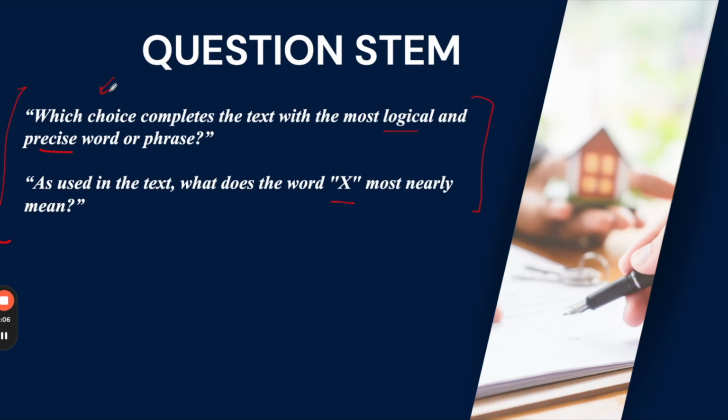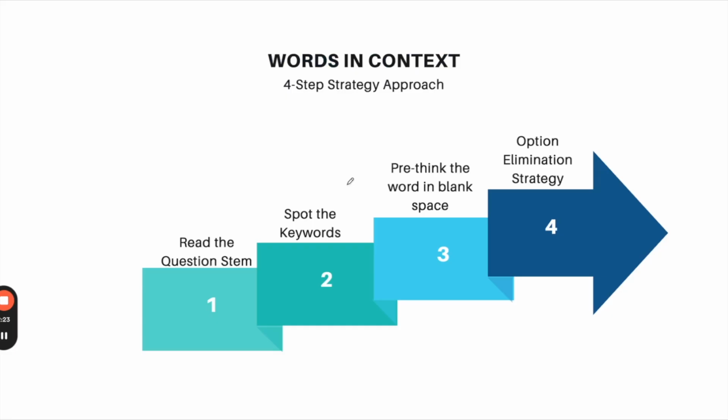So either the blank space would be given and you'll have to choose the word out of all the options, or the word would be already given to you in the text and you have to see which out of all the options matches the best in that particular location. Now let's understand the strategy that we need to use in order to attempt this question type.